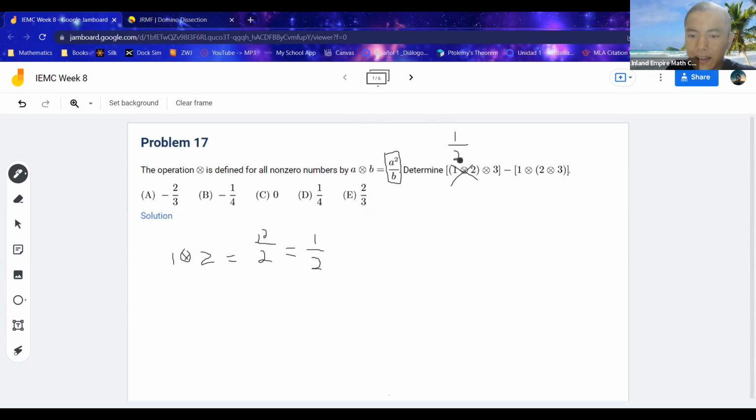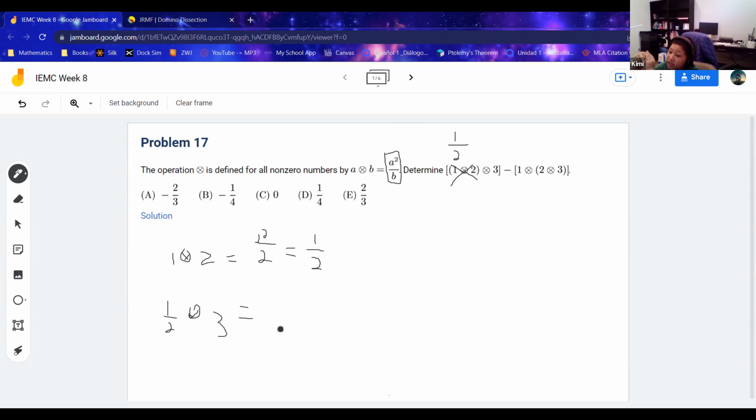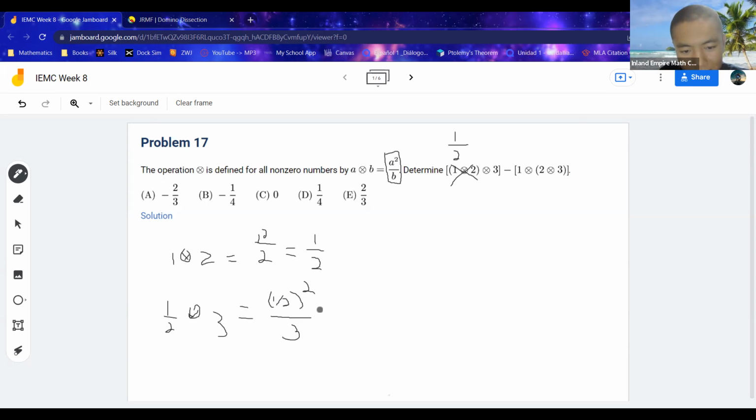Well, now we just do the same thing again, except the numbers are now 1/2 and 3. Kemi, do you want to try it? 1/2 and 3. So we change a into 1/2. Yep. b into 3. That means 1/2 squared over 3. Very good. And do you want to keep on simplifying it? What would it simplify to? 2. Are you sure?